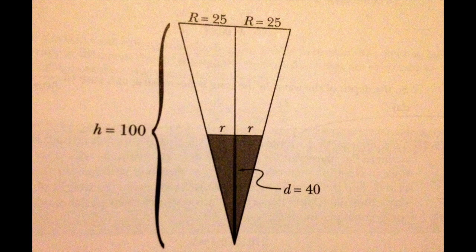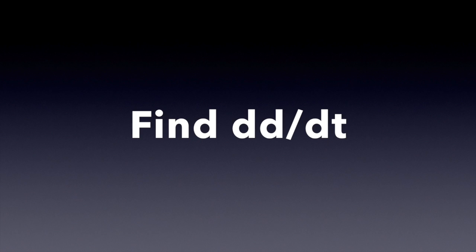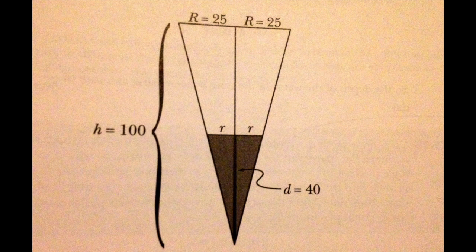Here is a picture that clearly illustrates what the variables are supposed to represent. So, we are asked to find dd over dt. No information is given about dr over dt, so we know that r must be eliminated from the problem.